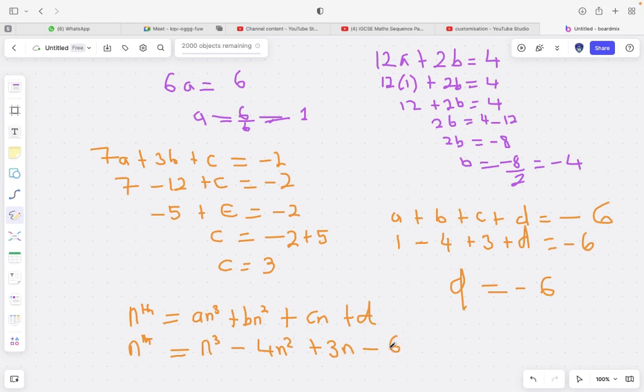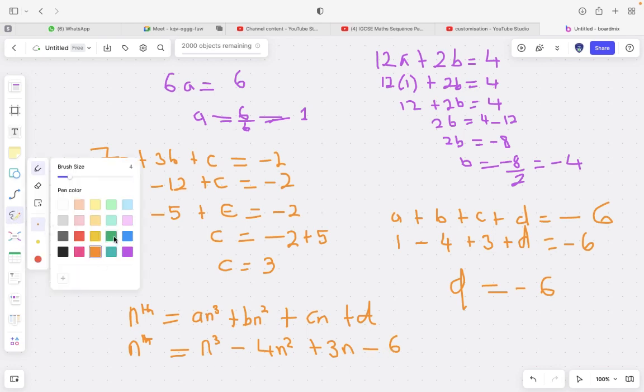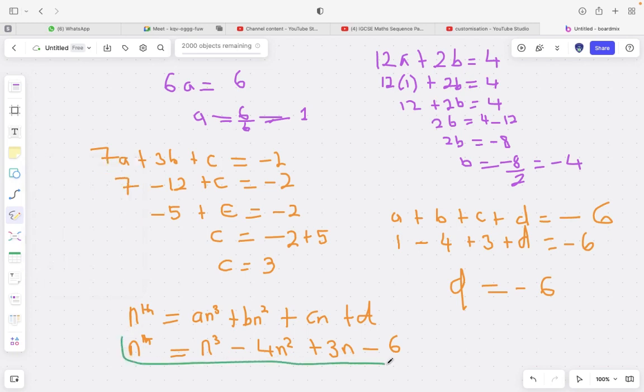So this is your nth term. Is that okay? This is the nth term of the cubic sequence. So if you want to do it by trial and error, you will waste a lot of time to be able to obtain this type of sequence. So that's why this method is very appropriate. Though it's a bit time consuming, at the end of the day, it's worth it.